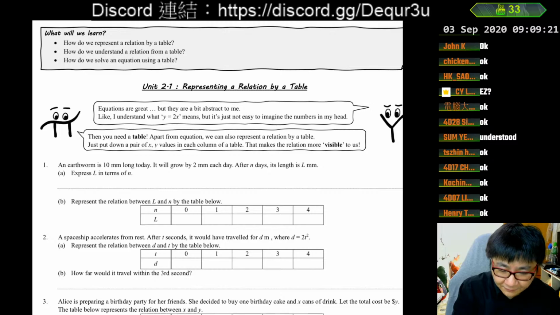Here, an earthworm is the first question. An earthworm is 10 mm long today, and it will grow by 2 mm each day. After n days, the length is L. So we try to find this length L, expressing L in terms of n. So we try to express it.